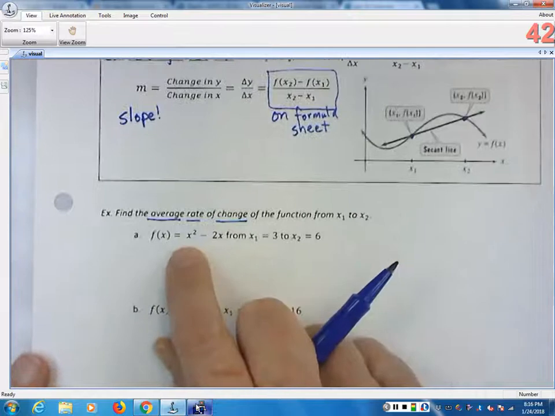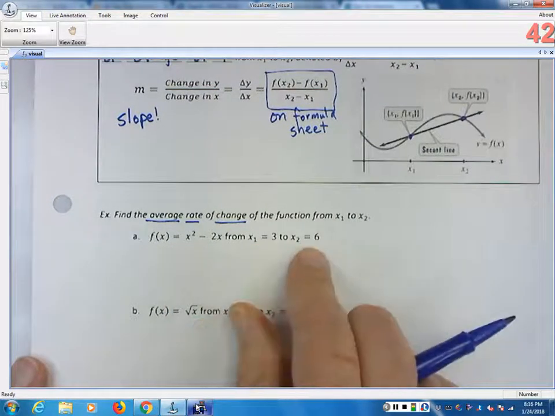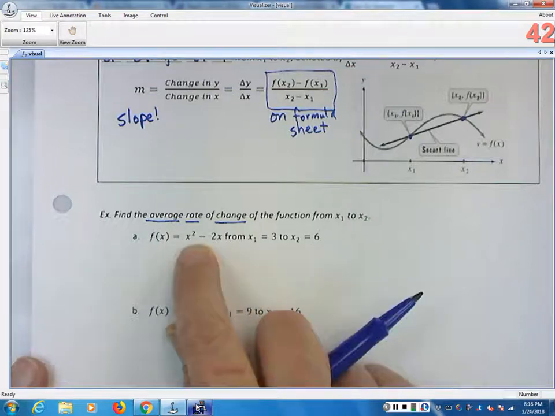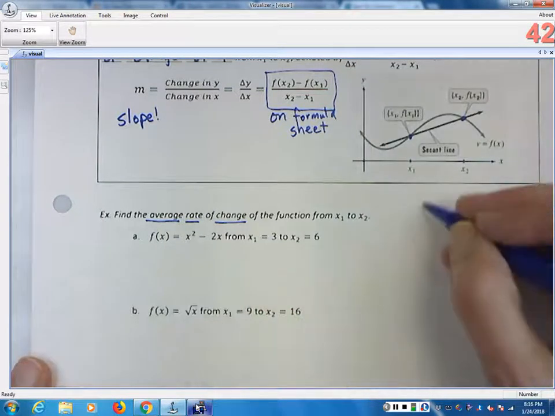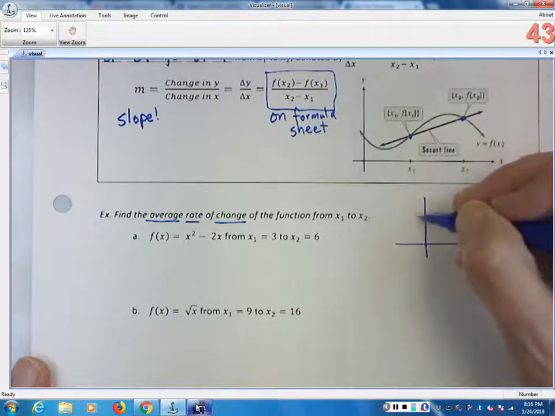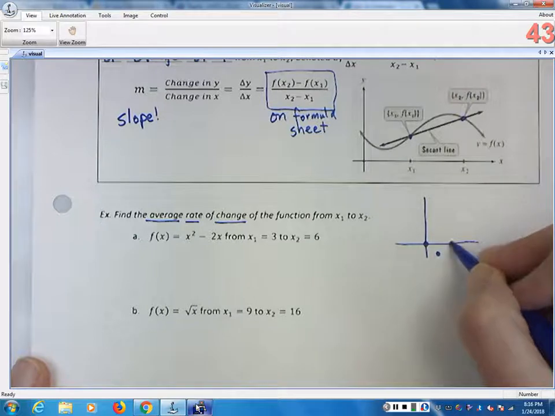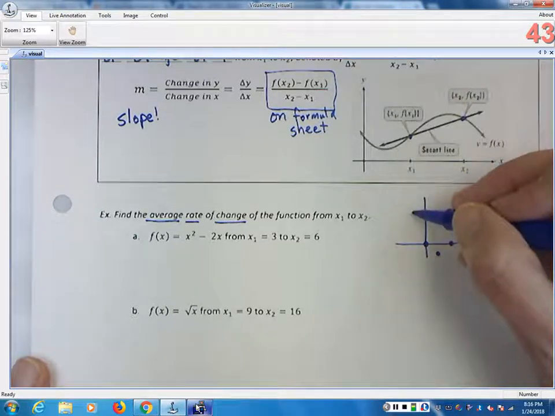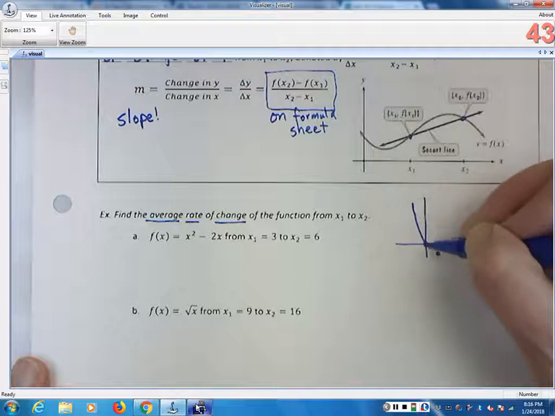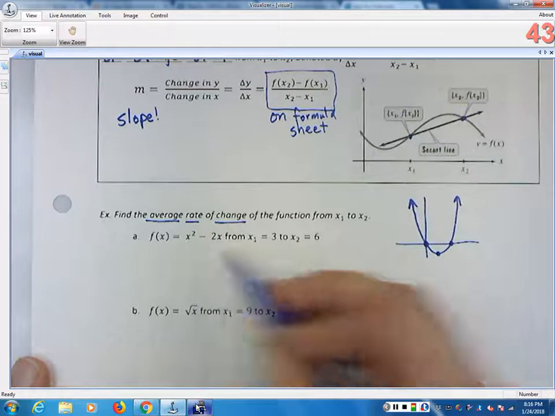Okay, so the average rate of change of these functions down here from x1 equals 3 to 6, this is not a straight line. And I drew it, okay, here's a picture of it. I brought it up on my calculator. It looks like this. It looks like it's a parabola. This is f of x.